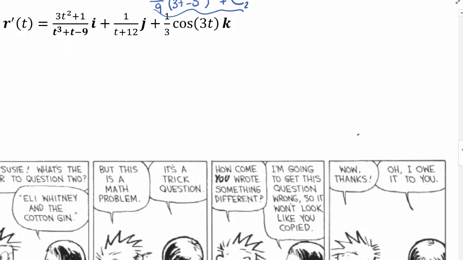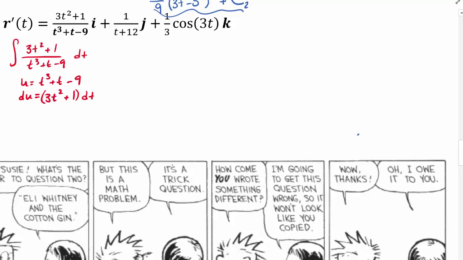All right, and then last but not least, just one more to go through, to get some derivative rules back under our belt. I'm going to have the integral of 3t squared plus 1 over t cubed plus t minus 9 dt. This one I've got a quotient, I can't get rid of it, so I'm going to try a u sub. When you do a u sub with a quotient, you usually want to make u the bottom. So if I let u be t cubed plus t minus 9, then du is going to be 3t squared plus 1 dt. Hey, that was handy because that's what I have on top. Fantastic.